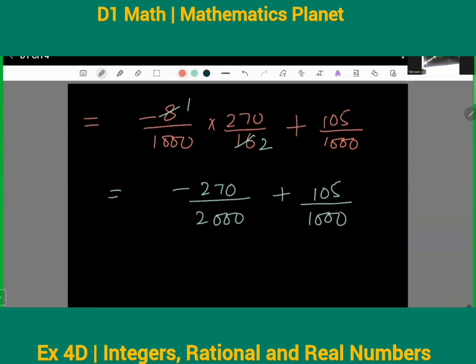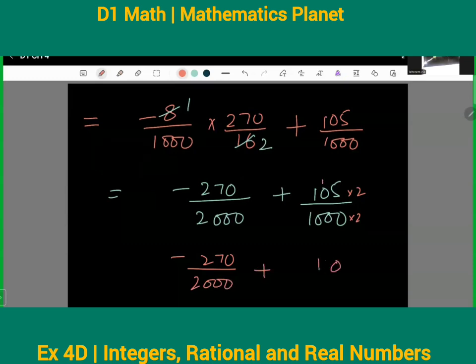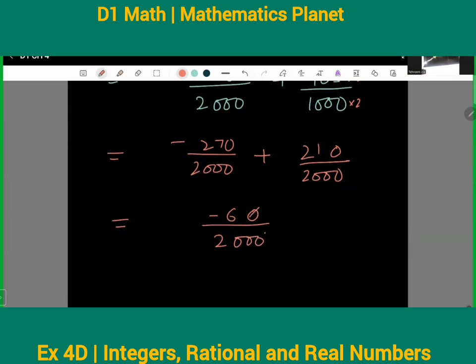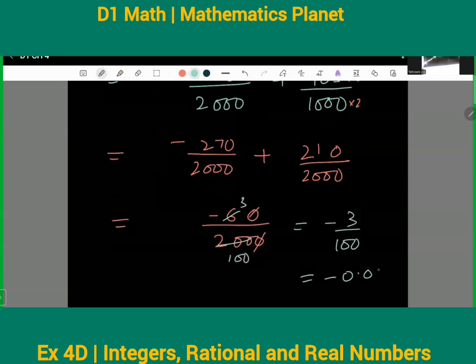It is possible that we can just multiply it by 2. So we get minus 270 by 2000 plus 5 times 2 is 10, 210 by 2000. So you have 270 and 210, subtract them, 60 by 2000 with the sign of the bigger number. So now do the division, which will be equal to minus 0.03.